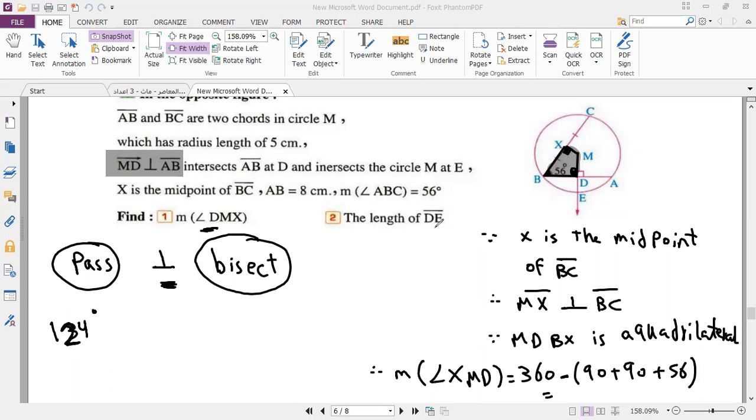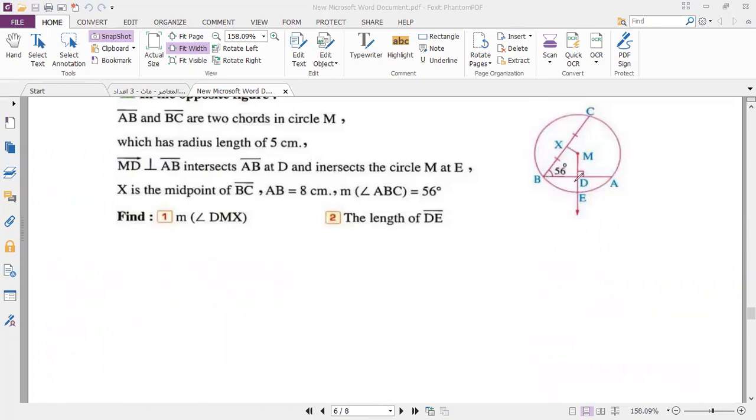And I want to get the length of DE. Focus on DE here. DE is a small part of the radius. We can make a construction: we can draw AM. The radius of the circle is 5 centimeters, so AM is 5 centimeters. And AB equals 8.